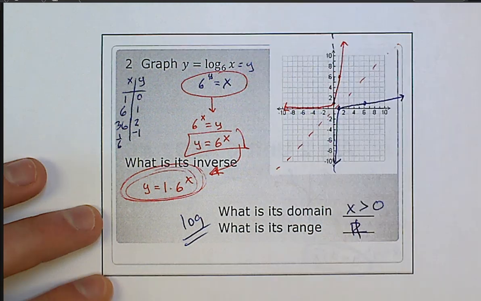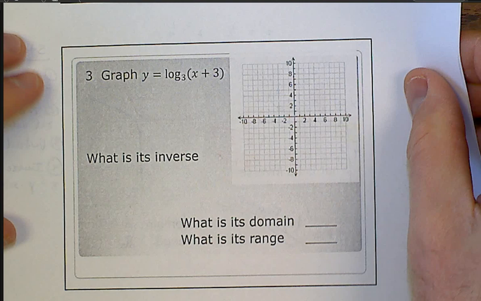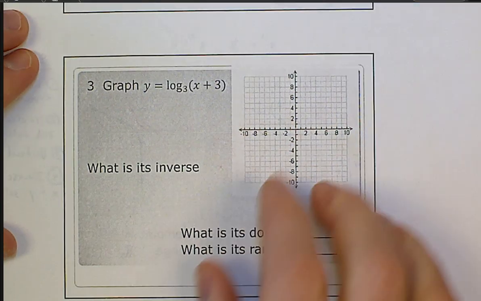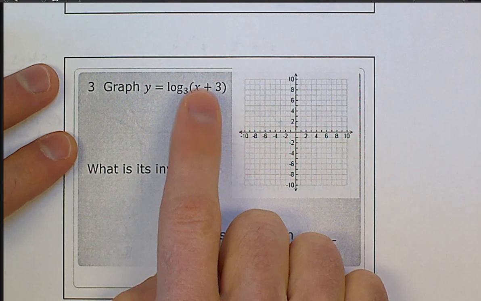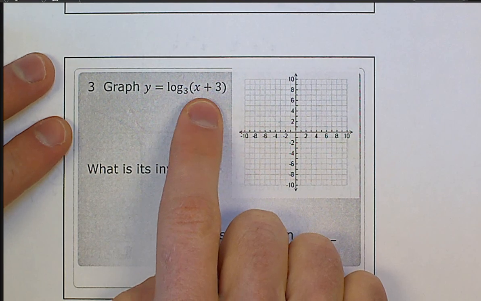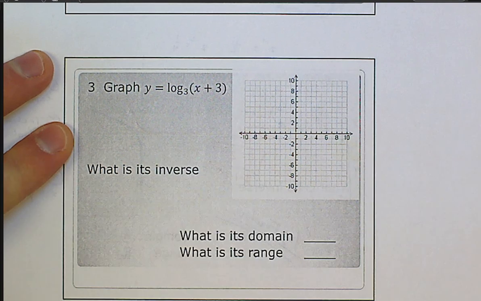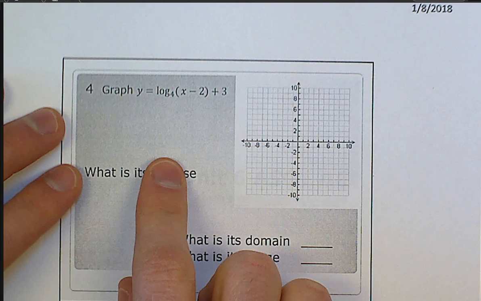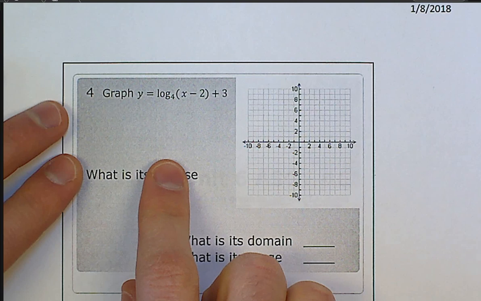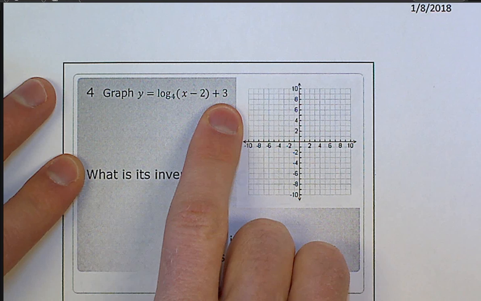Now, let's take a look at number 3. I bet you can tell me what's going to happen to this function when you have x plus 3 inside the parentheses. What have we done in the past? That's when you have something inside of the parentheses. I want you to just look ahead a little bit. Look at the number 4. When you get to number 4, which is, if you flip it over, minus 2 and then a plus 3 outside, I bet you can tell me what's going to happen to this log function.